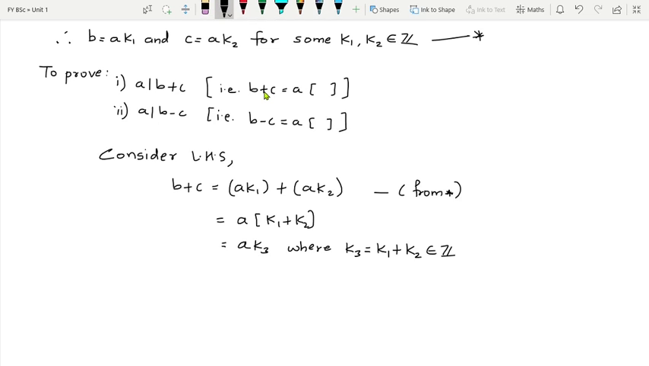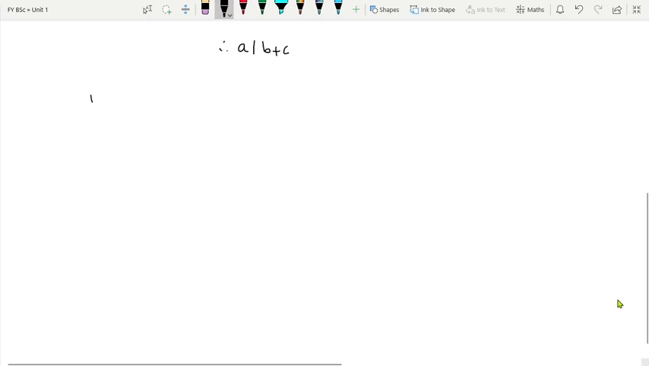Or I will add one more step. This is nothing but the RHS, and therefore A divides B plus C, and that is what we wanted to prove. The second part I leave to you for homework, that can be done by you. So the second part is for homework. You can send me the solution on WhatsApp.